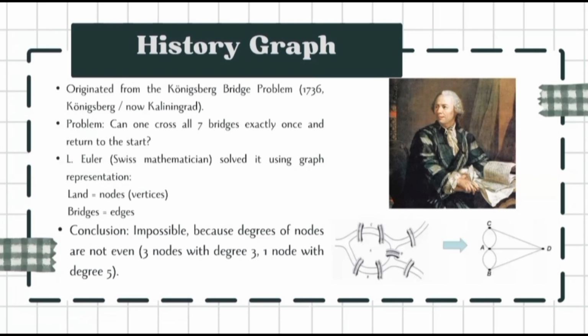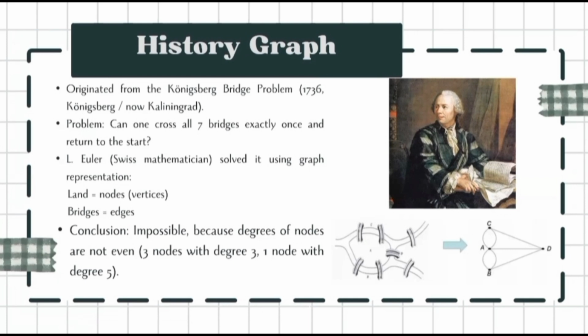Graph theory originated from the classic Königsberg Bridge problem in 1736 in the city of Königsberg. The problem was, is it possible to cross the 7 bridges connecting the mainland and the island on the Pregel River exactly once each and return to the starting point? A Swiss mathematician, L. Euler, successfully solved this problem.